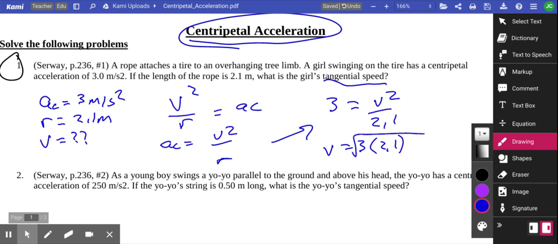When we plug that into our calculators, we end up with 2.5 meters per second. There we go. That's question 1.